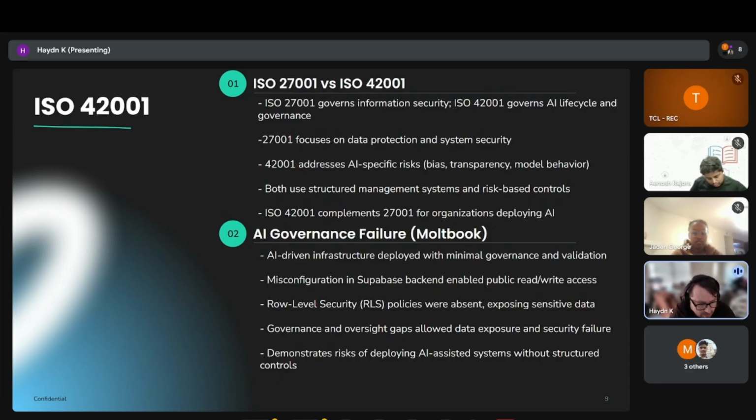And then lastly, we have 8.8, information for interested parties. This establishes reporting mechanisms and structured incident communication. And the failure here was that breach detection relied on external researchers rather than internal monitoring controls, as the breach was not made aware to the public until researchers announced that they discovered it.